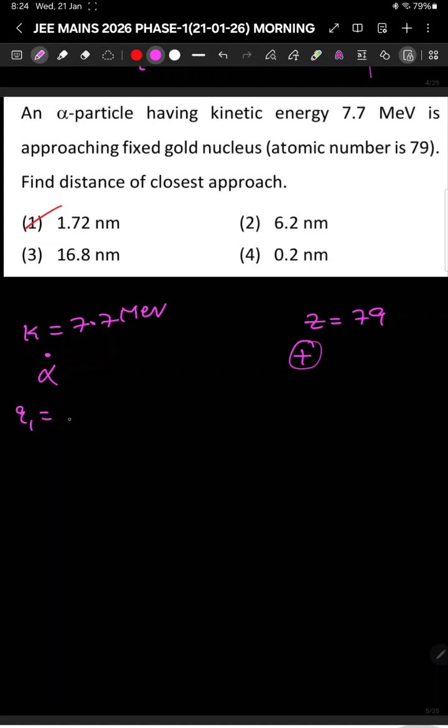The charge of the alpha particle, we know, is plus 2e, and the charge of the gold nucleus will be plus Ze. The nucleus contains only protons, Z protons, so the charge will be Ze. That means this is 79e.